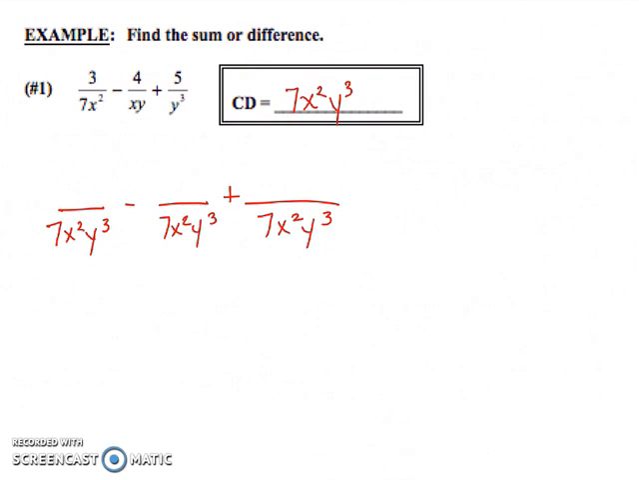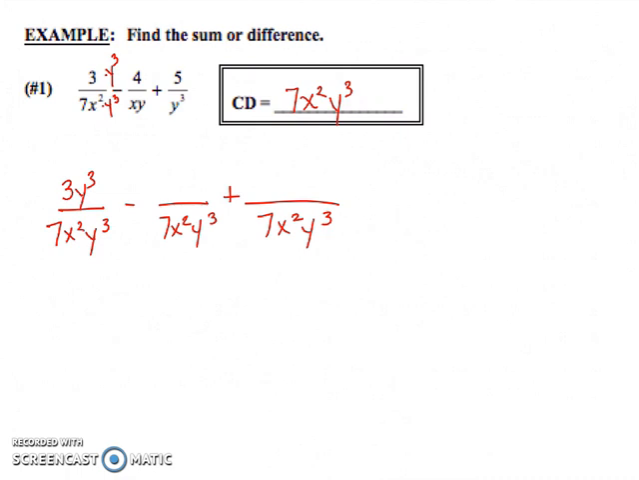So my old denominator here was just 7x squared for my first fraction. Now I have 7x squared y cubed. So it looks like I have to multiply top and bottom by y cubed. So this numerator is going to become 3y cubed.